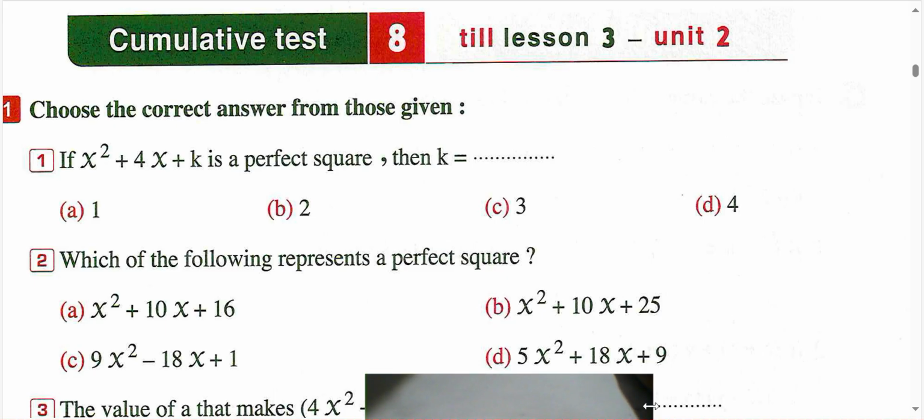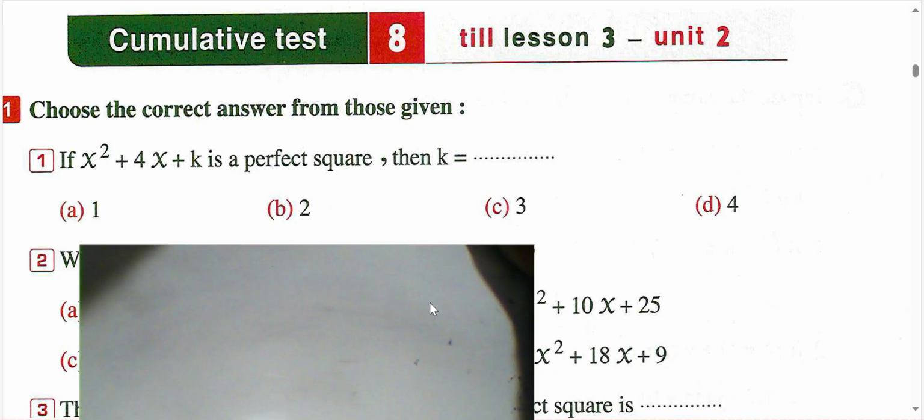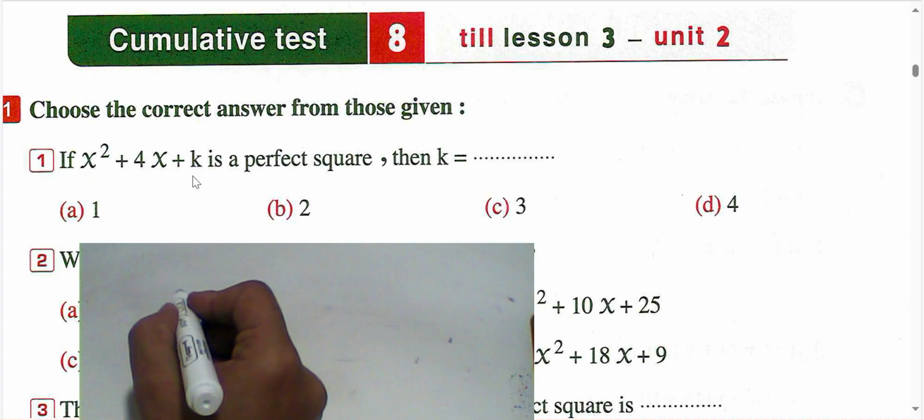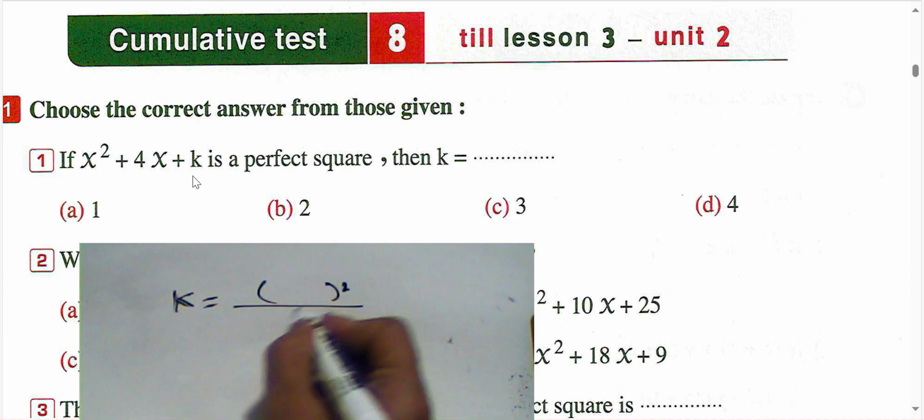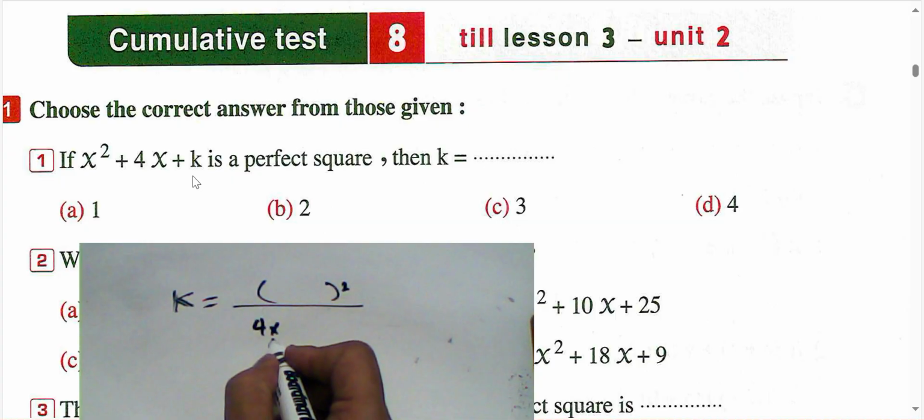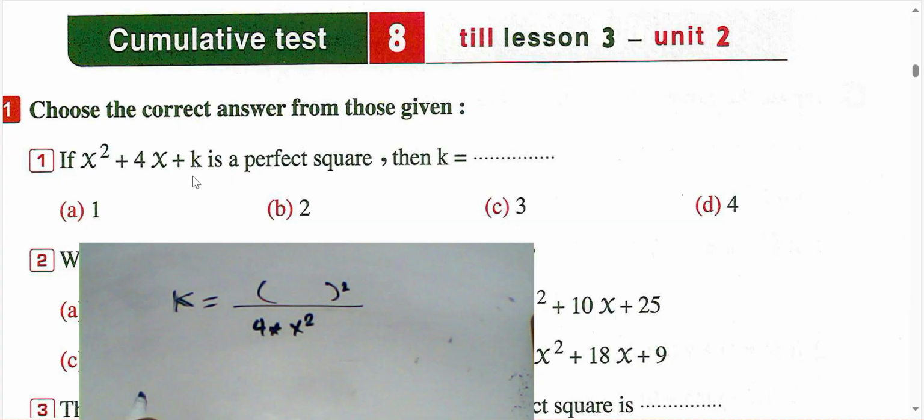Okay, we have here a perfect square. You know perfect square means the first term x power 2 is a perfect square and k also is a perfect square, and the middle term equals 2 times the square root of the first times the square root of the third. You can find k. Look here, k is the third term. The third term equals the middle term power 2 over 4 times the first term.